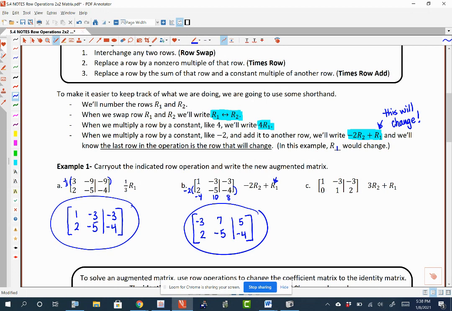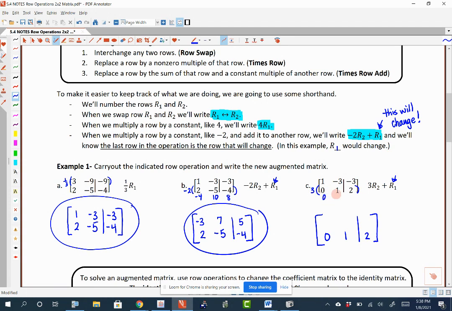So let's try it again on problem C. This time I want to do 3 times row 2, and I want to combine it to row 1. So again, this is the row that's going to actually change, this row 1. So I am not going to change that second row, so I'm going to rewrite that first. So let's take 3 times row 2.